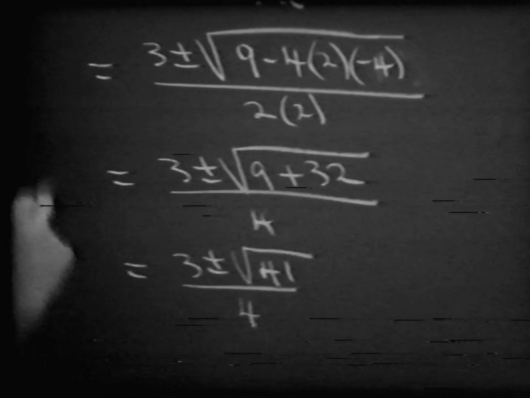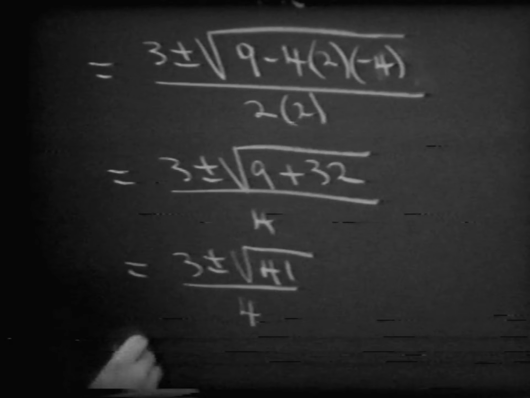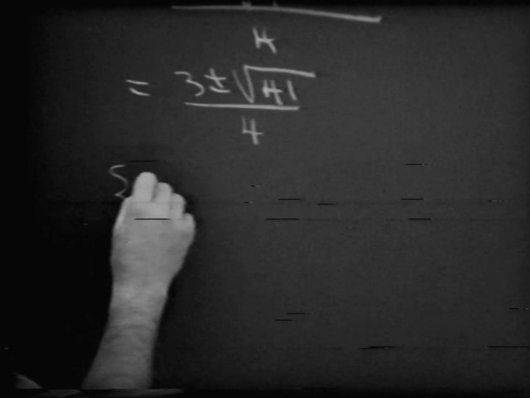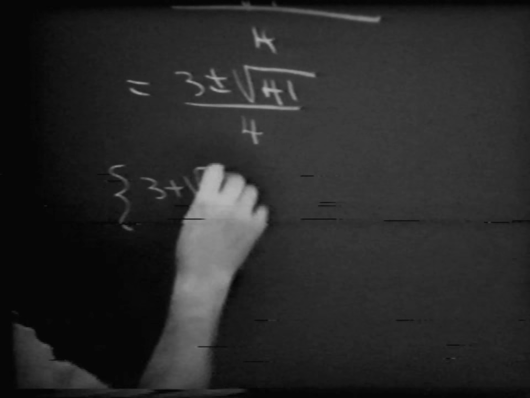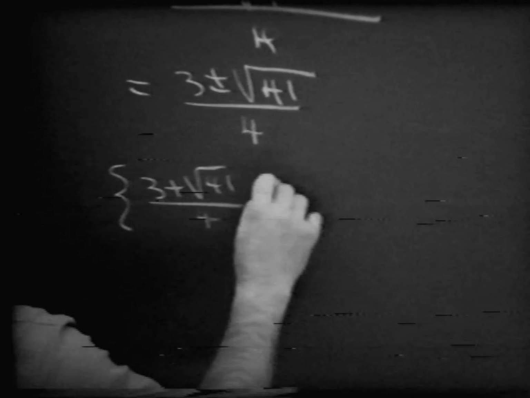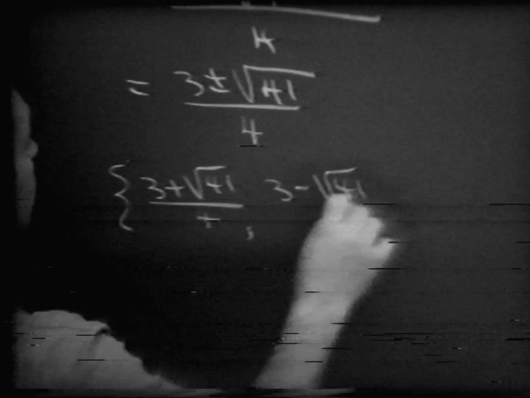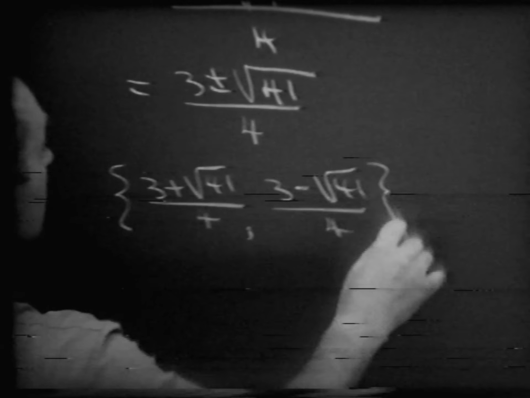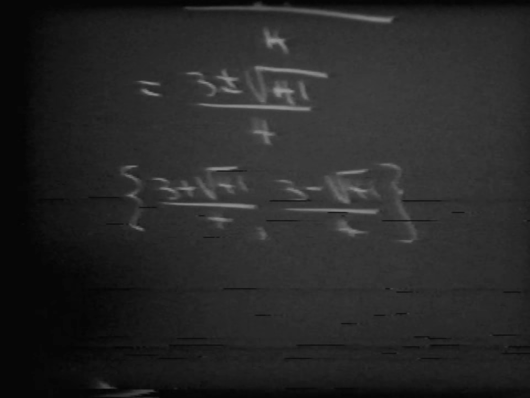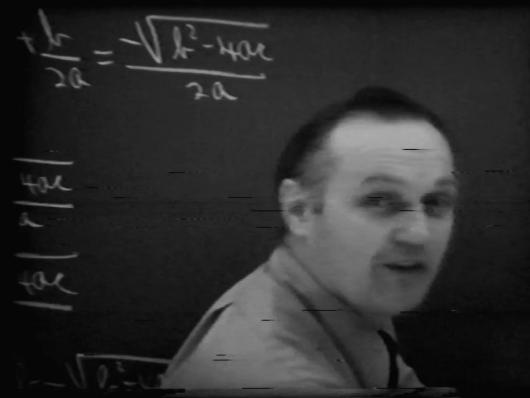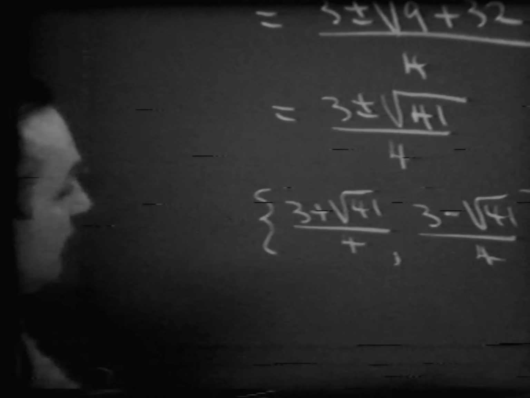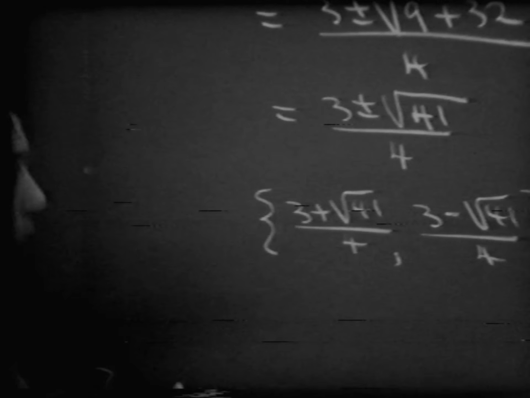And in fact, there then are our two roots. If we were to write this as a solution set, we have 3 plus the square root of 41 all over 4, and 3 minus the square root of 41 all over 4. And certainly these are real numbers. And in fact, what kind of numbers are they? They are irrational real numbers.